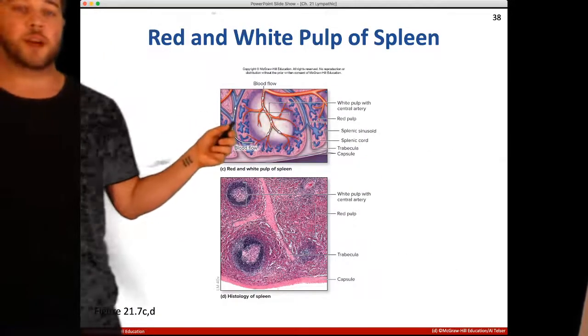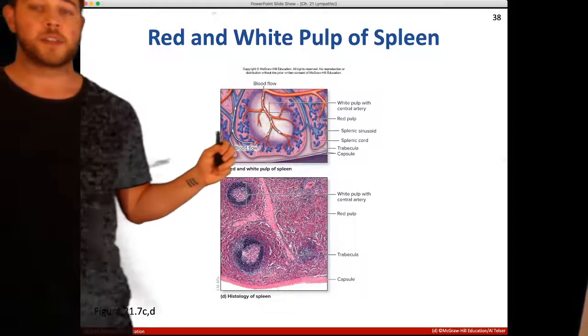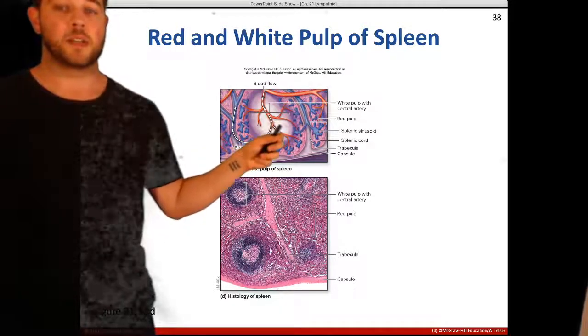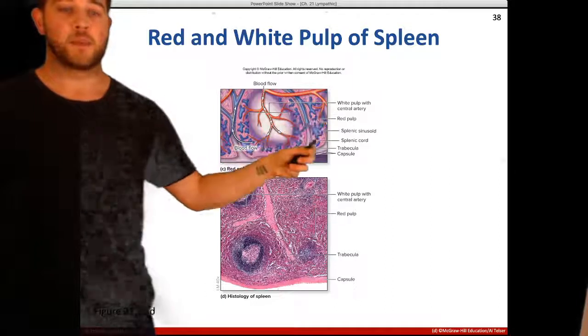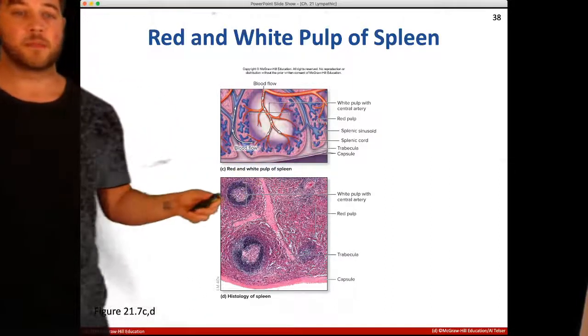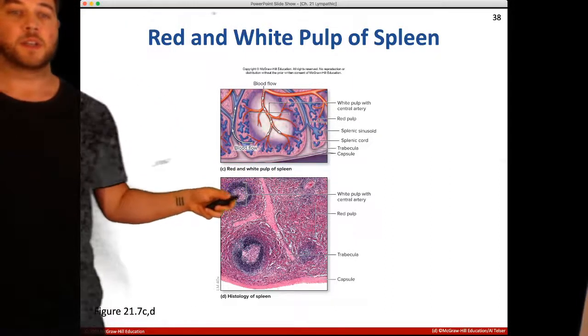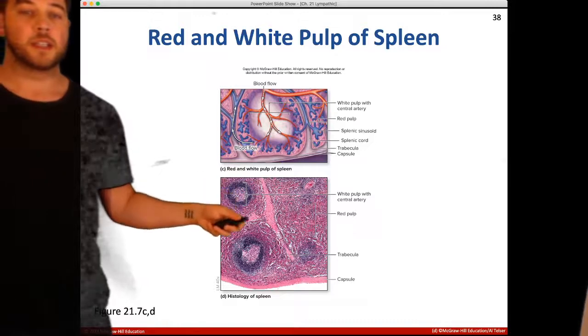Okay, here is the red and white pulp of the spleen. You can see the white pulp right there in the middle, surrounded by this outer red pulp. Again, same thing here. Here's your white pulp surrounding that central artery, and then your red pulp.